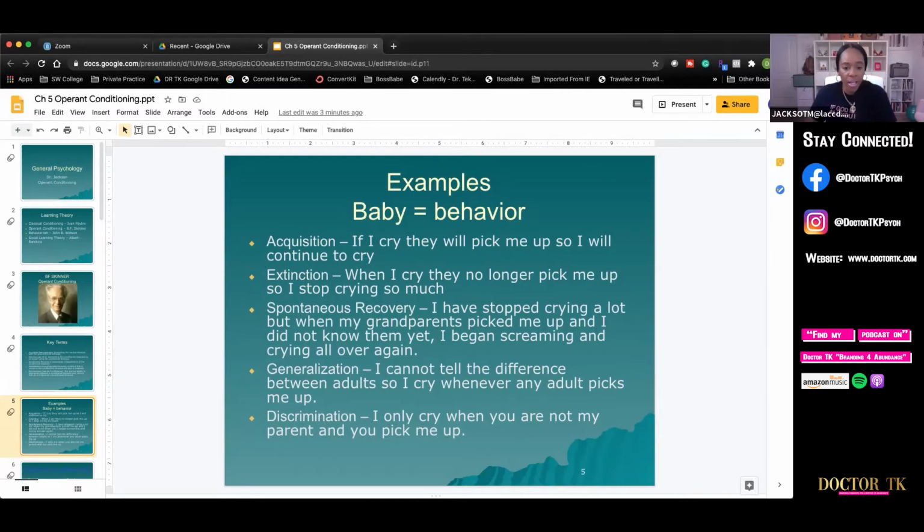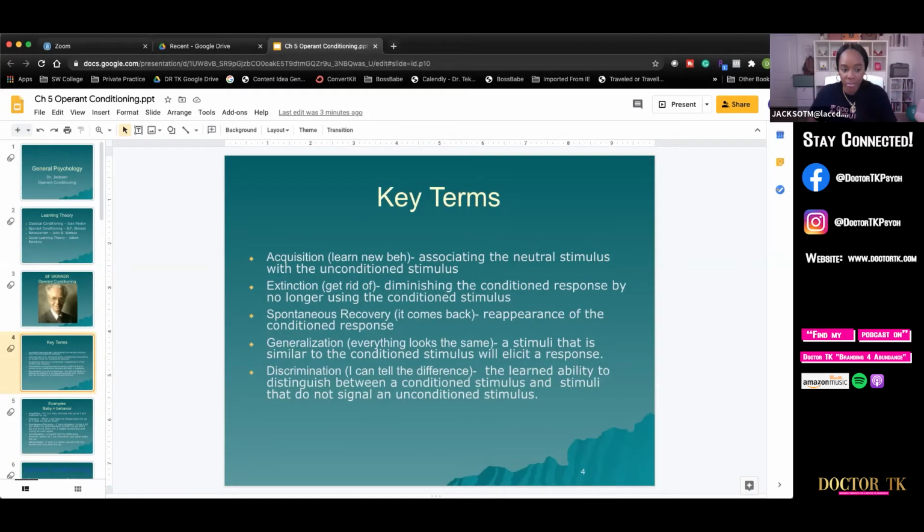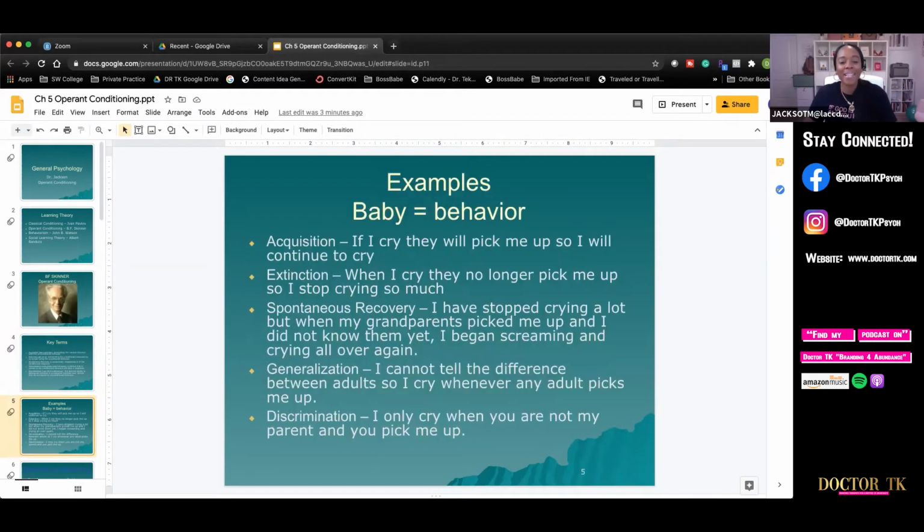You will see this definition. Okay, you got that? So extinction is when I cry, and all of a sudden, you no longer pick me up. So what happens is I stop crying so much. I still will cry because I'm a baby and I can't talk, but I will not cry as much to get my way, because what you've done as my caregiver is you've learned how to not pick me up every time I cry. So you basically helped me make the behavior extinct. You made it go away, okay?